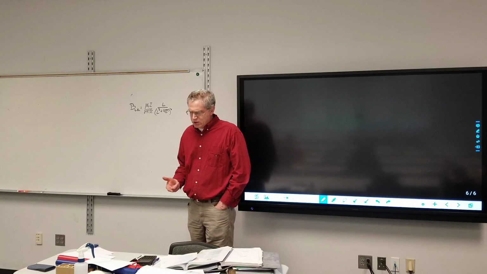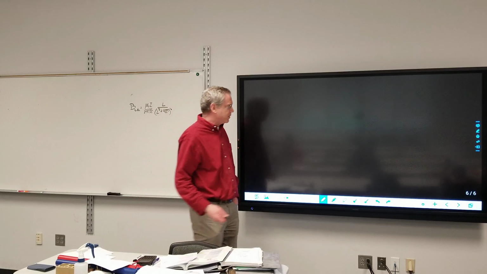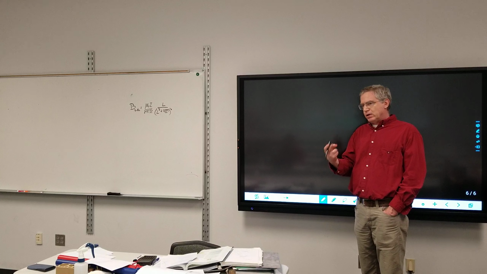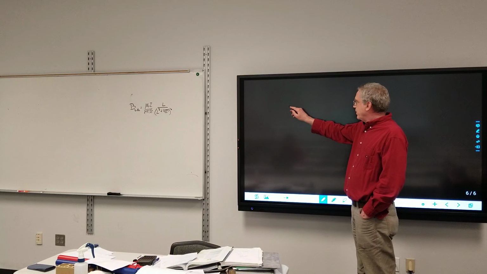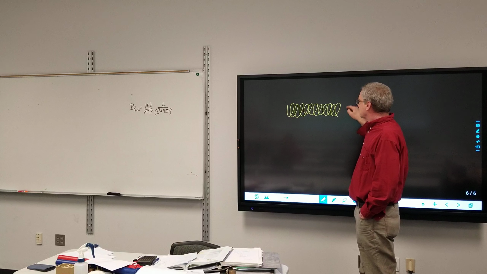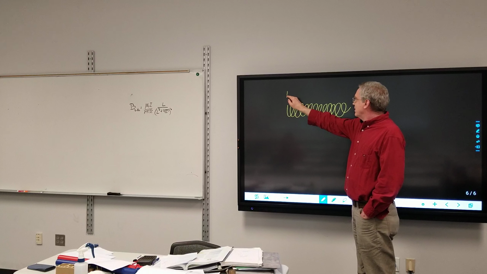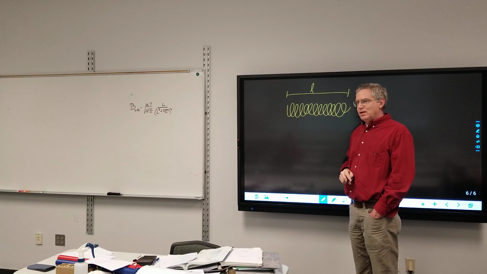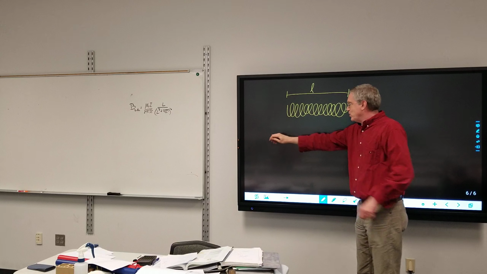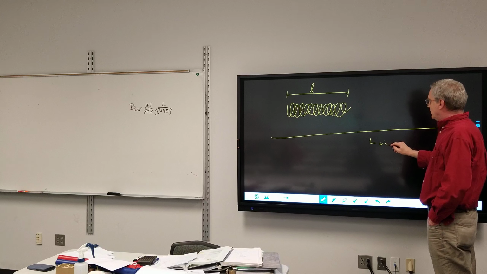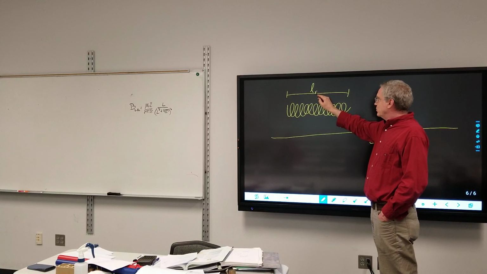It's a common issue with interpreting the problems there. There are 2 different lengths involved. If I have a solenoid, a coil of wire here, there's the length of the solenoid, which is this length right here. And then if I took that wire and stretched it out, there's the length of the wire.